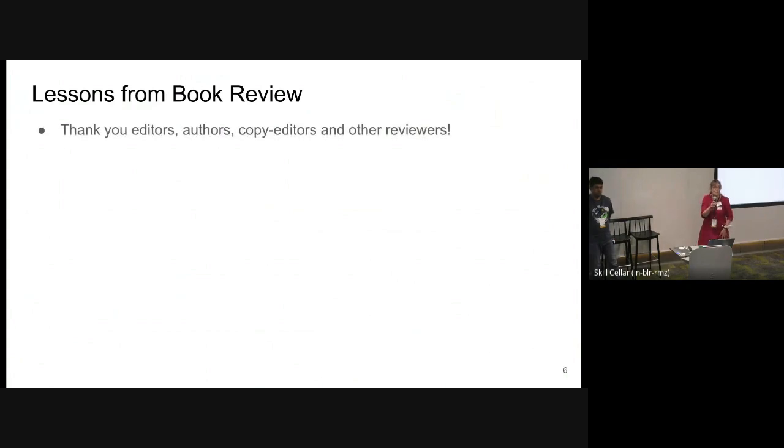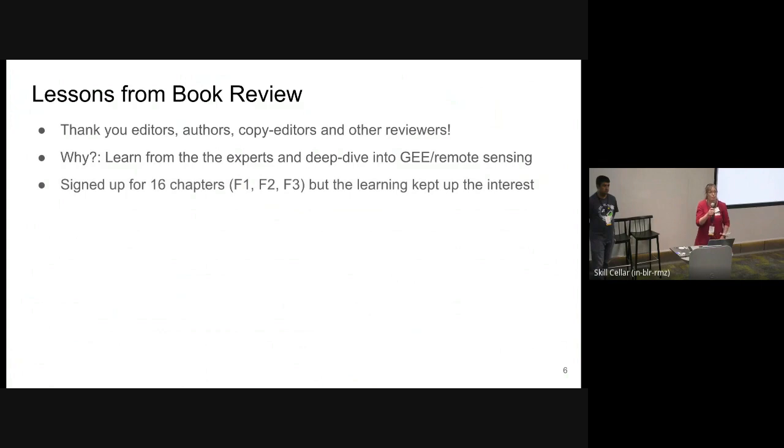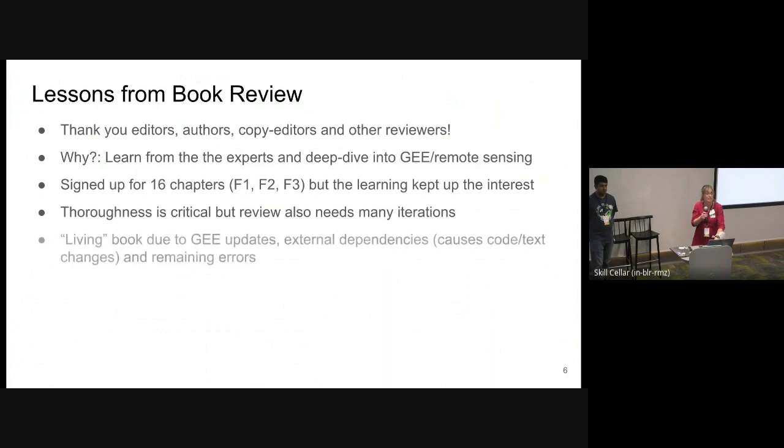So lessons from the book review. First of all, I would like to thank the editors, authors, copy editors, and the reviewers. Why did I sign up for this? Well, I just wanted to dig a little deeper into Google Earth Engine and remote sensing. And I said, okay, I'm going to do just 16 chapters, so you could choose. But I got a lot of interest in the book, so I kept reading it and eventually read the whole book. Another thing, thoroughness was very critical, but at the same time, you need a lot of iterations, and you have deadlines as well.